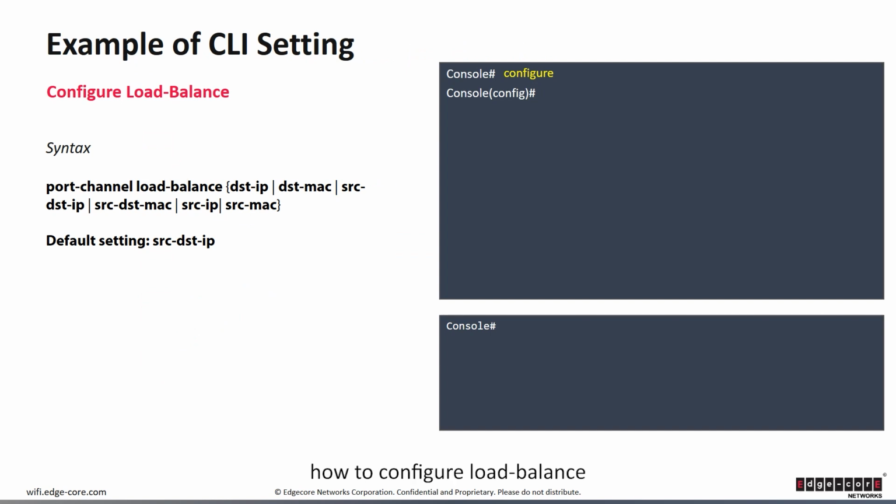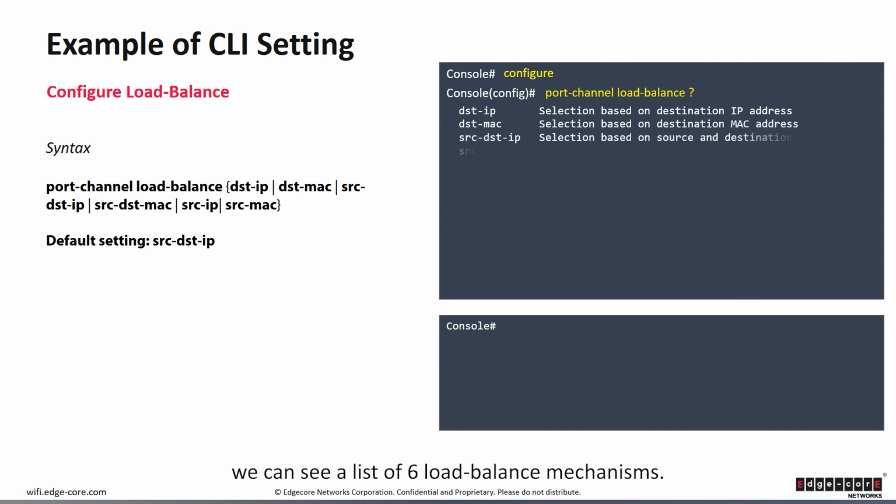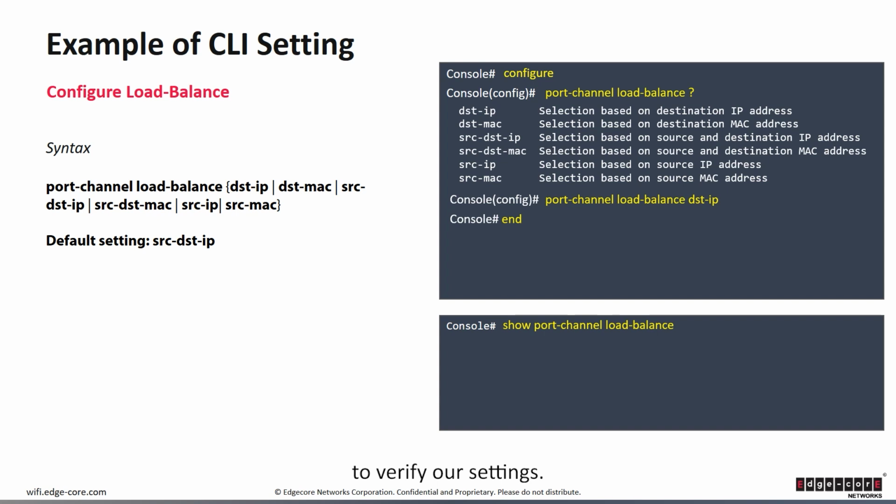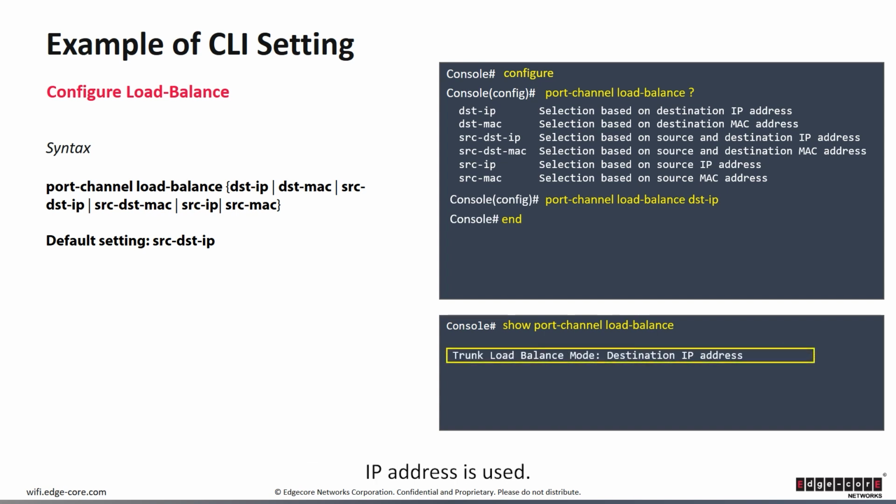This page demonstrates how to configure load balance for port channel. By typing port channel load balance followed by a question mark, we can see a list of 6 load balance mechanisms. We can select one based on our network environment. This command affects all static and dynamic trunks on the switch. In our example, we use DSTIP, which means using the destination IP address to hash a value and select a physical link in a port channel. We can use the show port channel load balance command to verify our settings. The load balance configuration shows that the destination IP address is used.